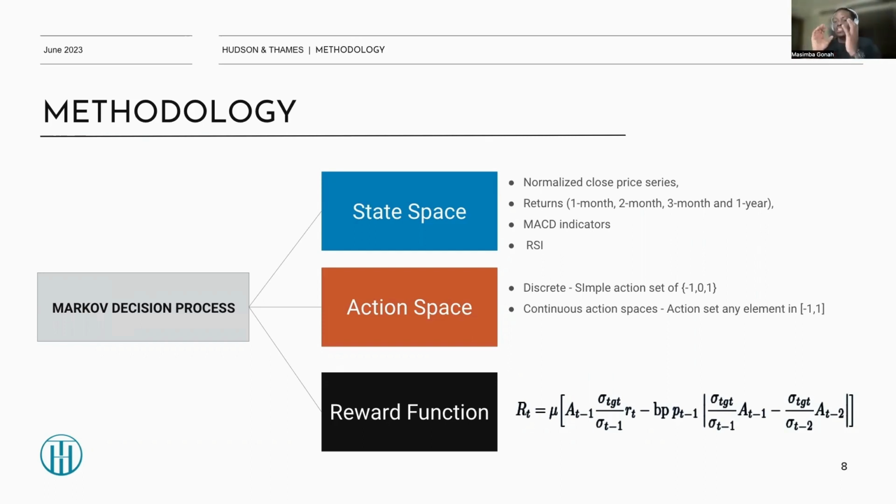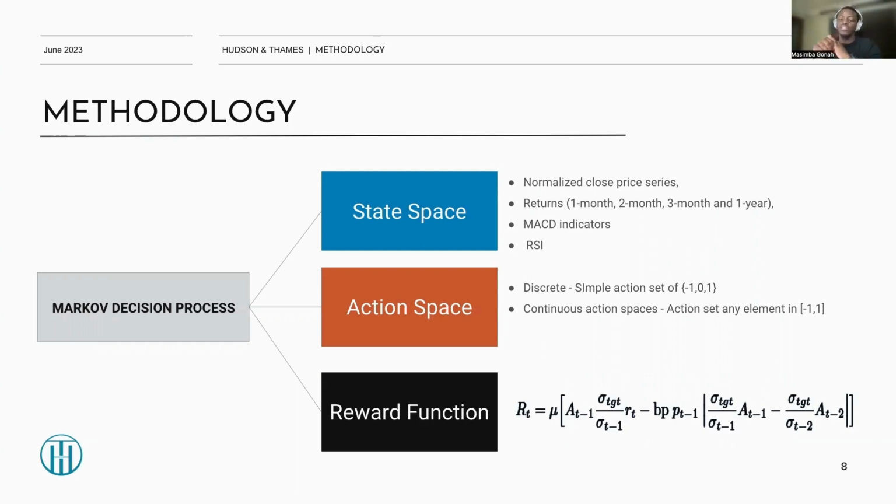All right. So in terms of the paper, this is the setup they used when it comes to the results they got. So we start off with normalized close price. That's just standard. And then they use returns for 1 month, 2 months, 3 months, and 1 year. And then they use some indicators from technical analysis that are common, and these are the moving average convergence divergence, which I mentioned, and then the RSI, which is essentially the relative strength index.